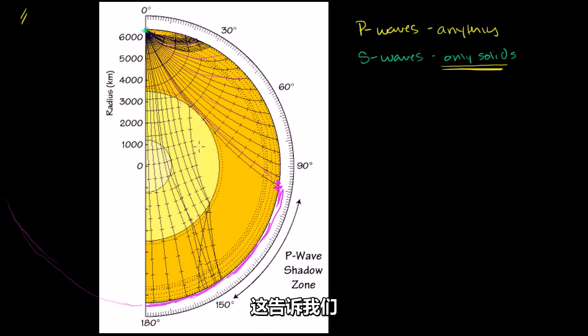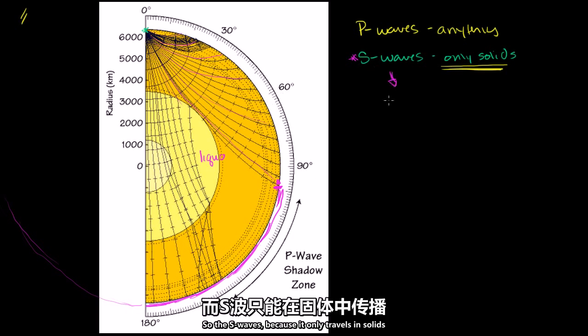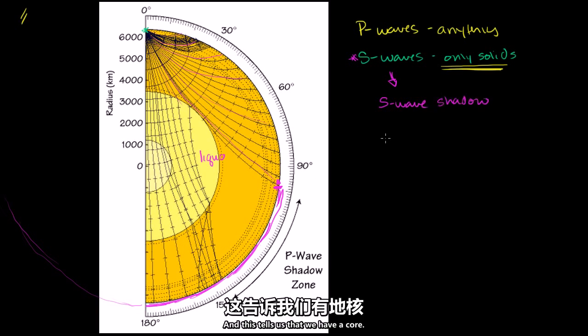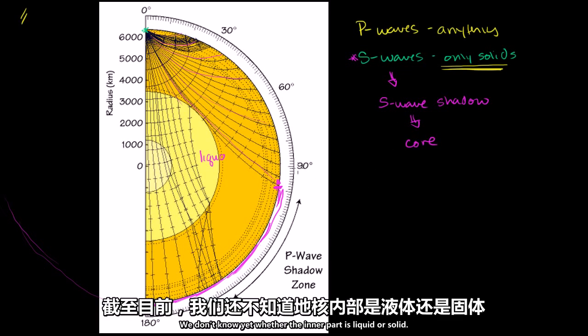So that's what tells us that this right here is probably a liquid. It's hitting some layer that is liquid. So that tells us that there's a core, and at least the outer part of that core is liquid, enough to stop S waves. Because S waves only travel in solids, it leads to this S wave shadow. And this tells us that we have a core, and that core, at least the outer part, is liquid. We don't know yet whether the inner part is liquid or solid.